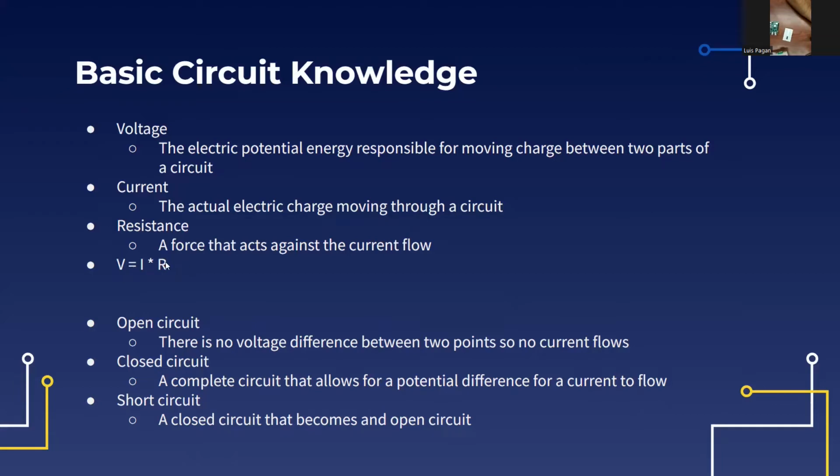V equals I times R, so voltage equals current times resistance. Depending on what you need to solve for, you can just rearrange these variables and solve for current or resistance, which is pretty simple. You won't really need that much when it comes to designing circuits. One reason you might need it is if you're trying to regulate power to a specific circuit element, and you have to calculate what value resistor to use so that the current isn't too much for the specific device.